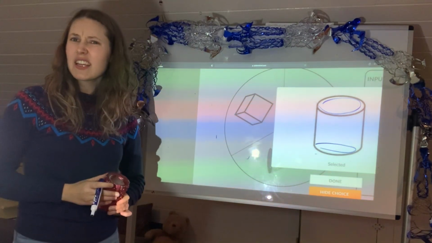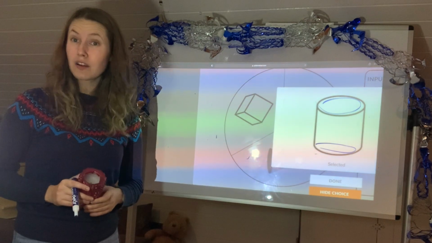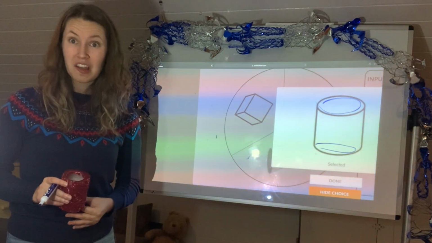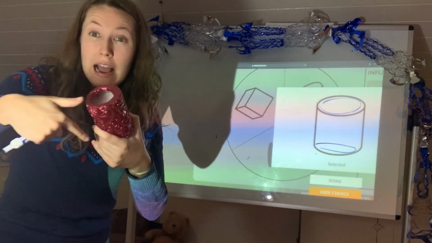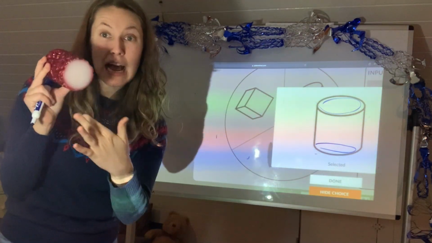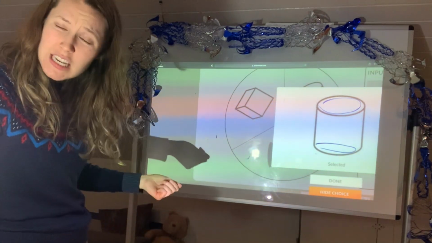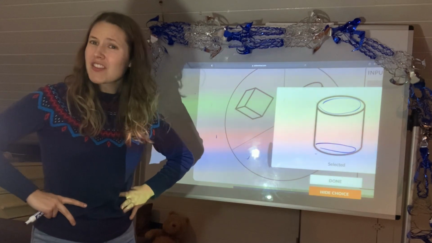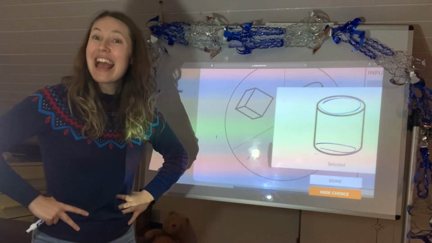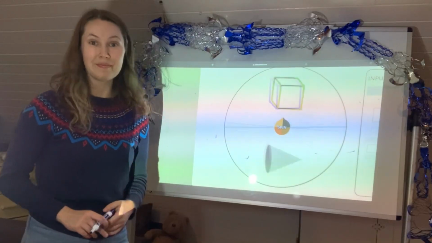Now, are there any pointy edges on this shape? No. Are there any straight lines at all? No, there's no straight lines. It's got this round body and round circles on the top and bottom. So how many flat faces does it have? 2. And remind me again what it's called? A cylinder. Very good. Okay, let's look at our next shape.